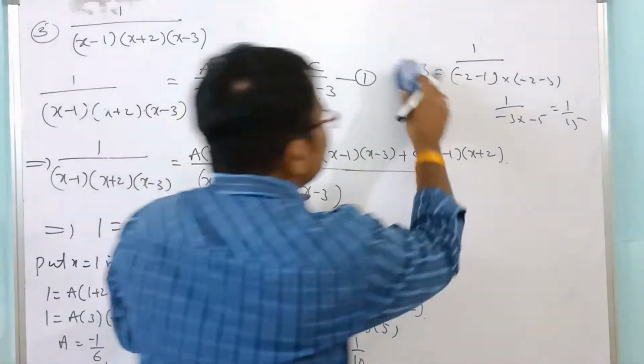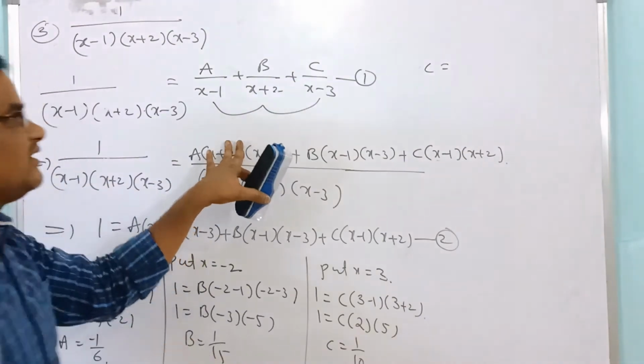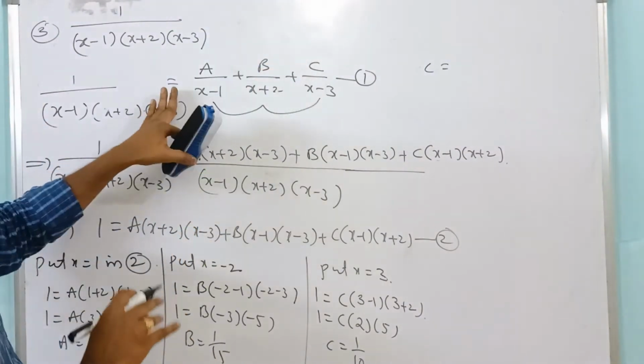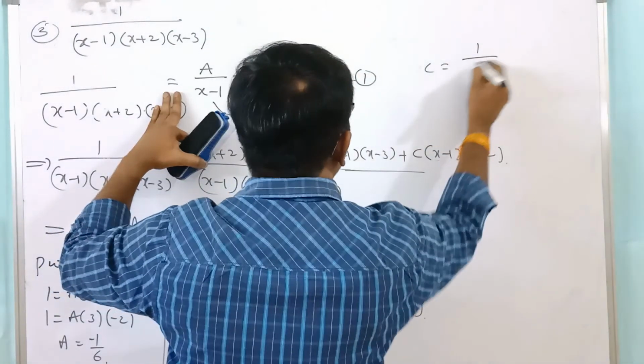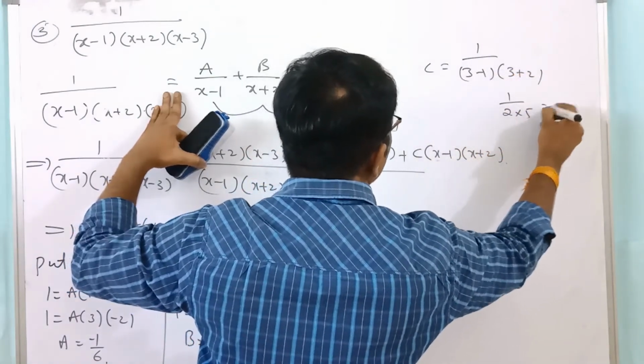Like that, for x equal to 3, for getting C in this one, except this factor: 1 by (3 minus 1)(3 plus 2), 1 by 2 into 5, 1 by 10.